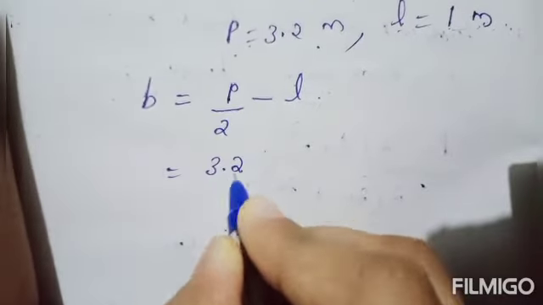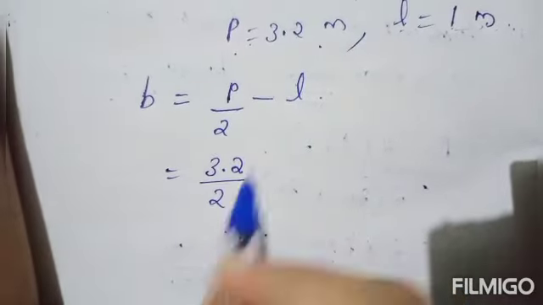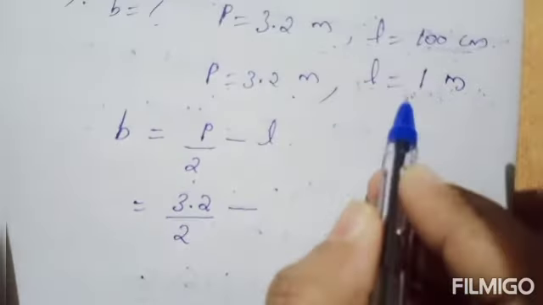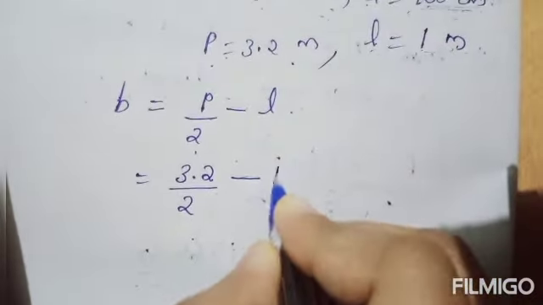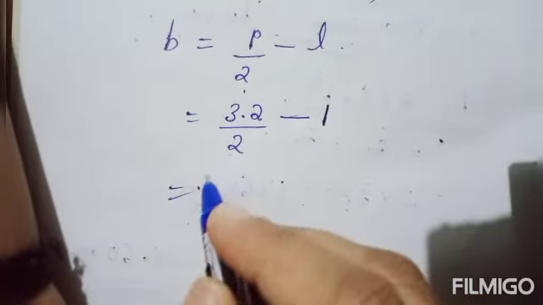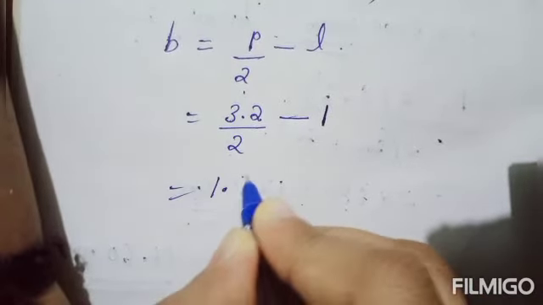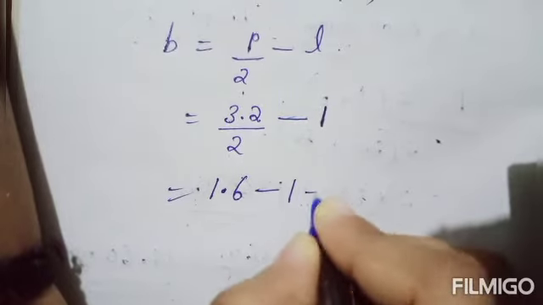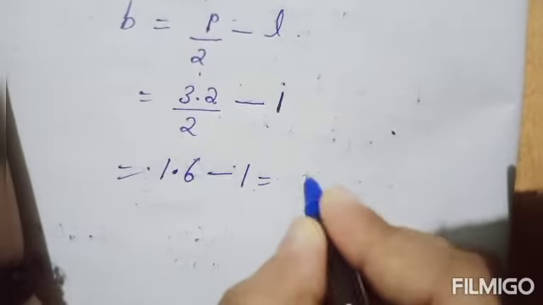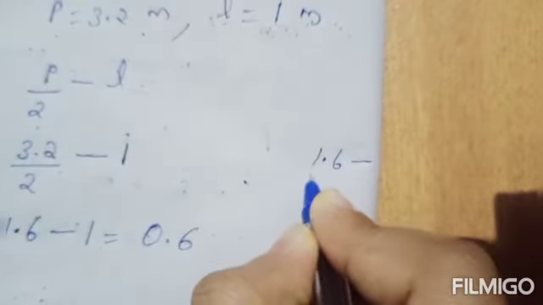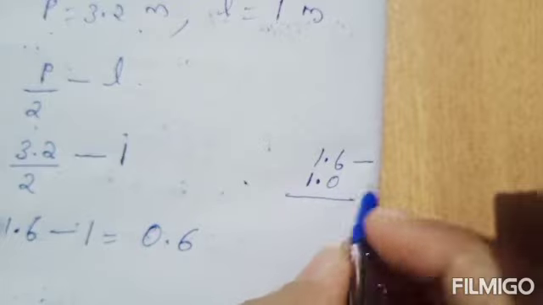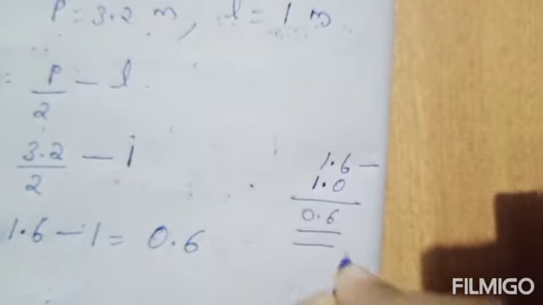So 3.2 by 2 you can write. P by 2, it is 3.2 by 2 minus length, it is 1 meter. Now 3.2 by 2, on dividing you will get 1.6. 1.6 minus 1, on subtracting you will get 0.6.